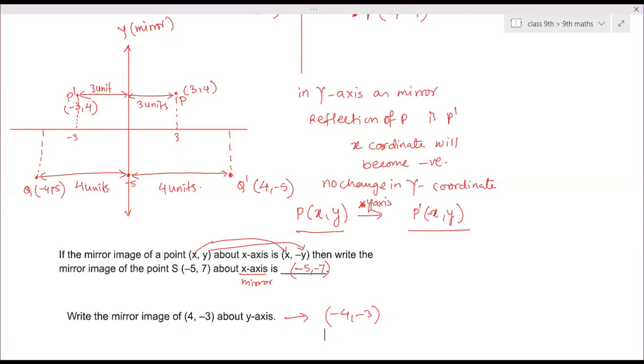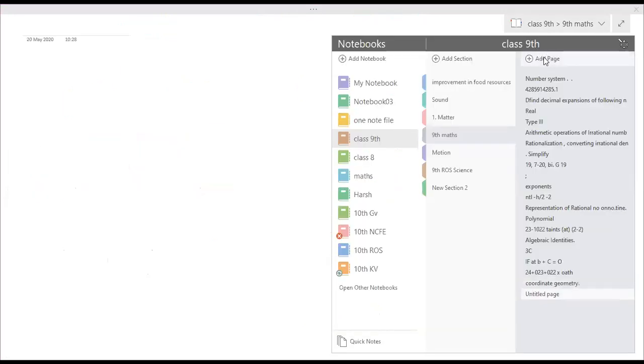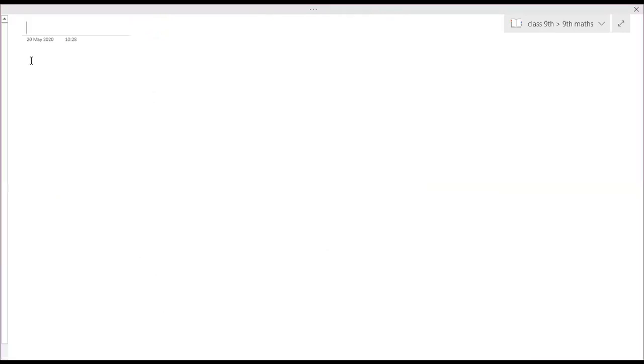Very small chapter. There are 3 very small chapters. One is coordinate geometry. The second one is linear equations in 2 variables. And the third one is Euclid. These 3 chapters are very small. So starting with the next chapter, linear equations in 2 variables, which is also based on graphical representation.